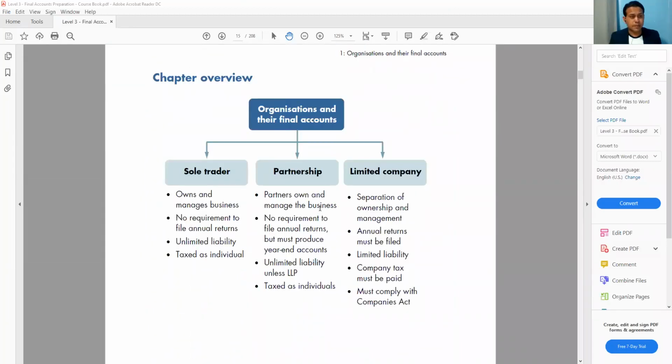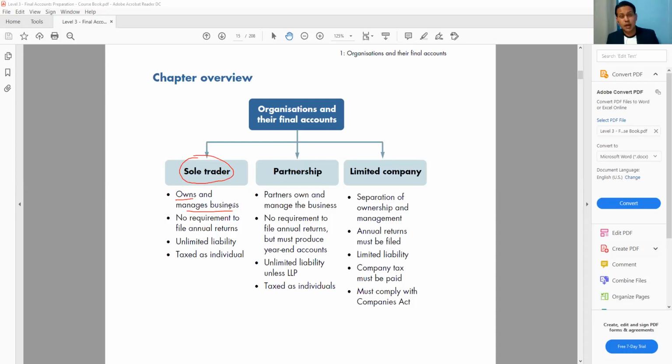In this chapter, we can see the chapter overview. In the chapter overview, the first thing we're going to see are organizations and their final accounts, and we have some different types of organization. If we want to open a company, if you want to start a business, what is the way we have to open it? The first thing we can see is the sole trader. A sole trader is where one person will be in charge of the business, owns and manages the business. So obviously there will be one person who will manage this business.